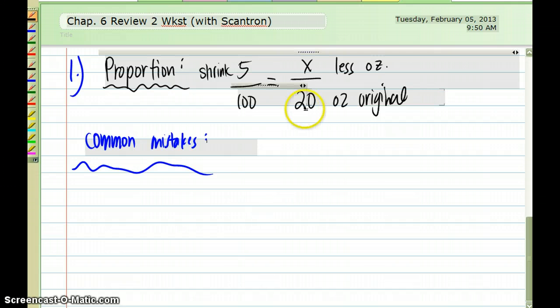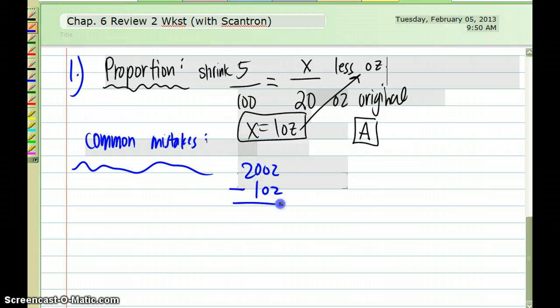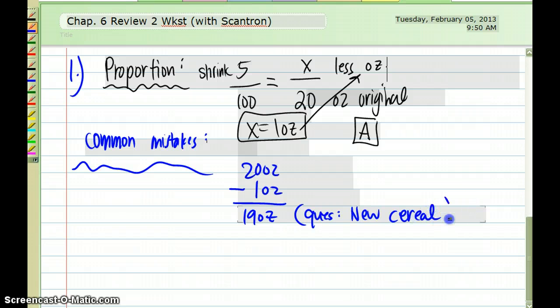We're going to cross multiply, and what we get is 1 ounce. The 1 ounce stands for the lesser amount of ounces. So when we read our question, how much less cereal do I have? My less cereal will be the answer A. Now, a common mistake is to take the 20 ounces and subtract the 1 ounce and get 19 ounces. Now, if the question were asking for the new cereal box, then that would be your answer.